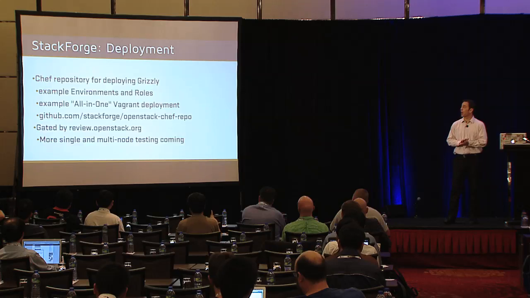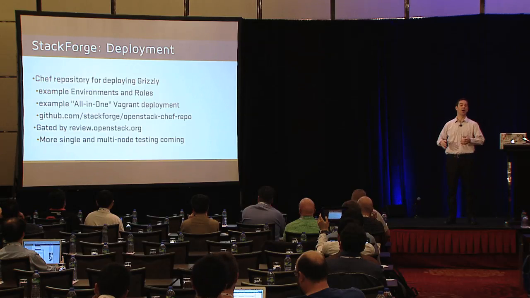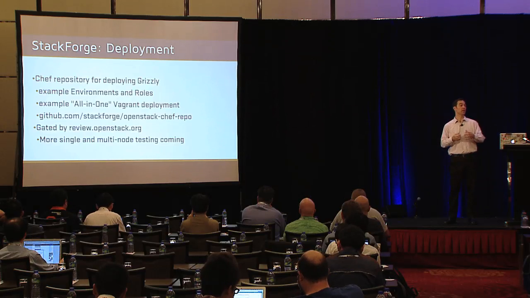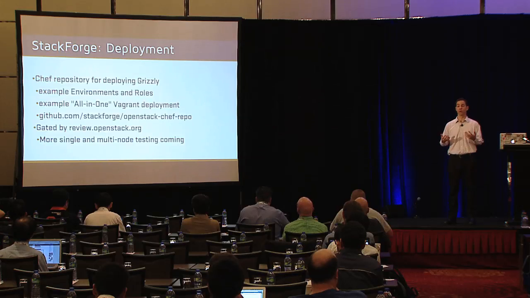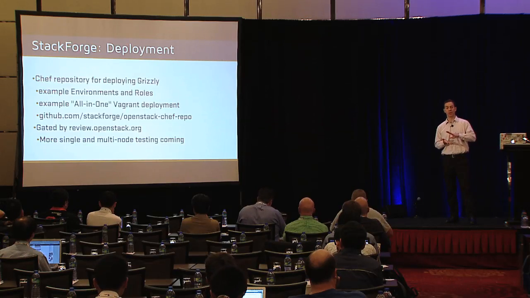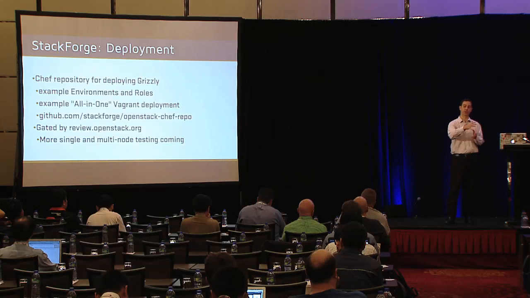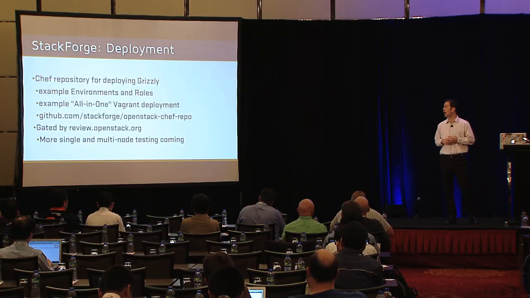For deploying this stuff, we have a Chef repository for deploying Grizzly. GitHub.com, StackForge, OpenStack Chef repo. This provides reference examples of the environments and the roles for how to set this up. So this is what we're actually using today. We're using a fork of this that's been cleaned up for the demo. So it has the example all-in-one deployment that we're using with Vagrant today. This is, of course, gated by review.openstack.org, and more examples are coming. More reference examples are coming of different architectures for N plus one, like single controller with N compute nodes, or HA controller plus N compute nodes plus block and object storage, different permutations. They'll all be in this repository and all gated.